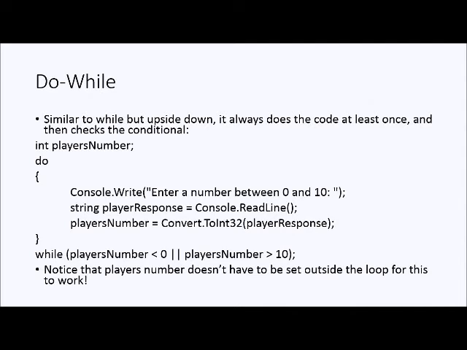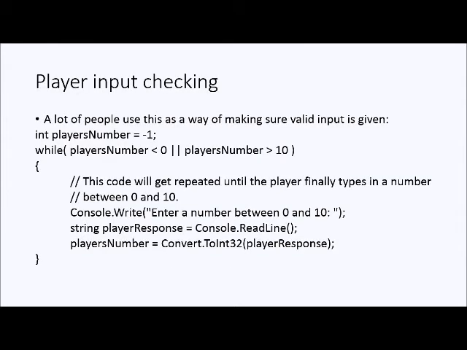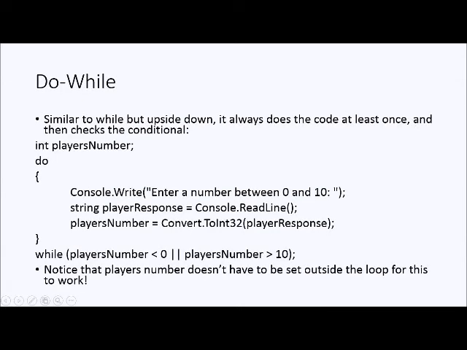Now the do while is very similar to while, but it's kind of upside down. It always does the code at least once, then checks the conditional, whereas in a while loop, it checks the conditional first and only executes the code if it is true. Do while always, no matter what, does this code, and then checks the conditional in order to see if it should do it again. So do while is useful if there's a first thing you want to do. For example, in this case, you know that the player number doesn't have to be set outside the loop for this to work.